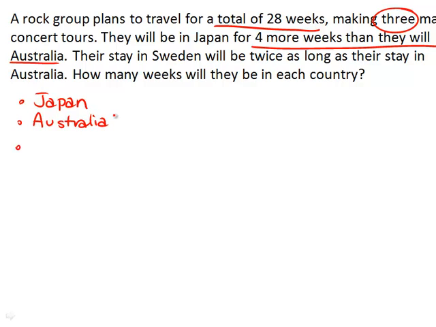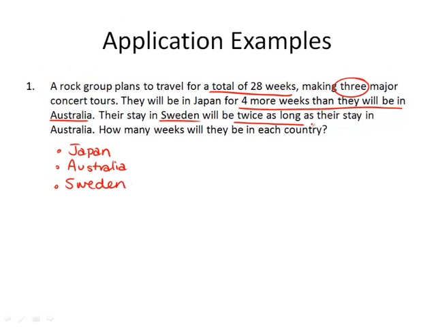Notice I'm already categorizing the information. Their stay in Sweden will be twice as long as their stay in Australia. So each of these statements relates each of these countries. So let's consider which ones are related in the first sentence. Japan is 4 weeks more than Australia.